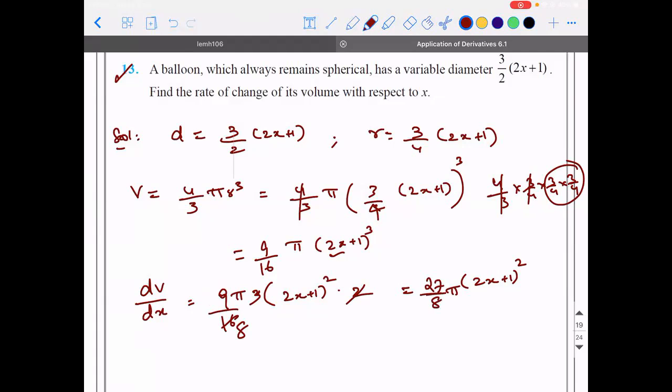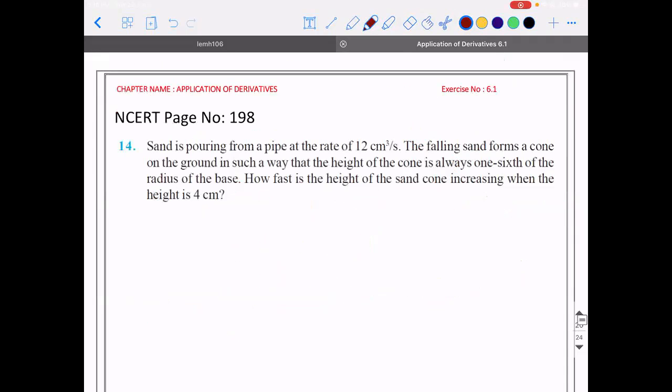Can you check the answer once? 27 by 8 into pi into 2x plus 1 the whole square. Is it right? Yes, sir, it's correct, sir.